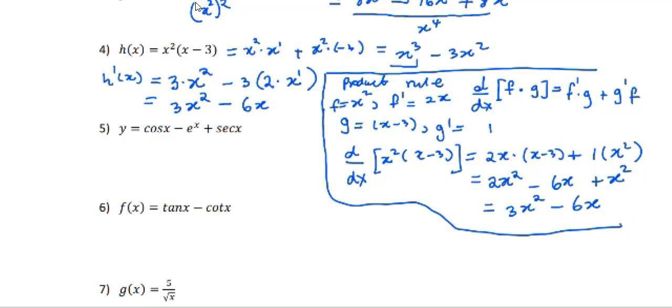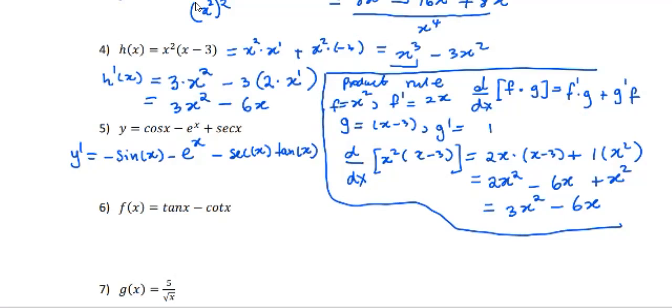Y equals cos of x minus e to the x plus secant of x. Well, the derivative of this function is going to be the derivative of each of these individual terms. The derivative of cos of x is equal to negative sine of x. The derivative of e to the x is just e to the x, and the derivative of secant of x is secant of x times tan of x.